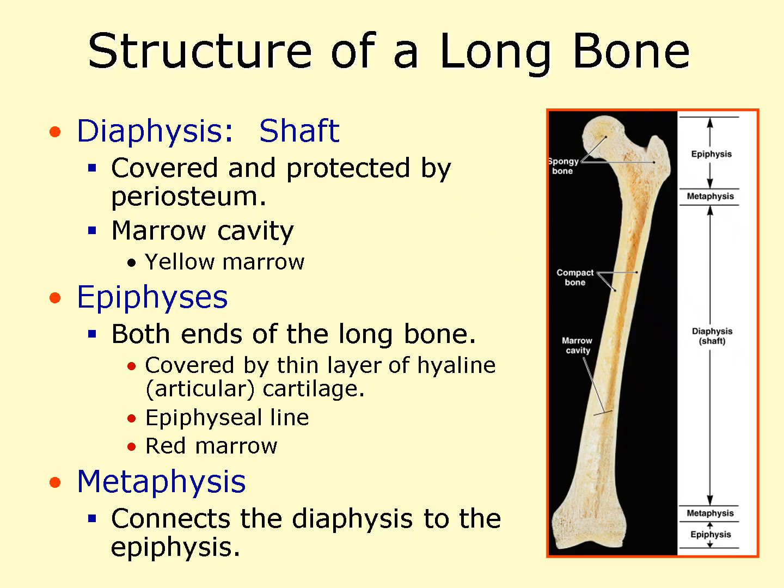The contents of the cavity are referred to as yellow marrow because it is filled with adipose tissue which, in the fresh state, appears yellowish.